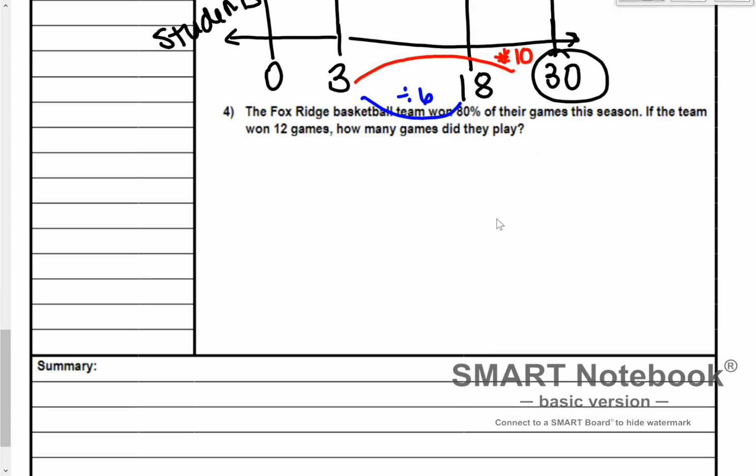Again, try this one on your own. I'm going to show it in a ratio table, so if you want your work to match mine, you can go ahead and start setting up that ratio table. I like going across because then you don't run out of space ever. We have percent. Foxbridge basketball team won 80% of their games this season if the team won 12 games. So these are going to be games. How many games did they play? So we're starting off with 80% was equal to 12 games.